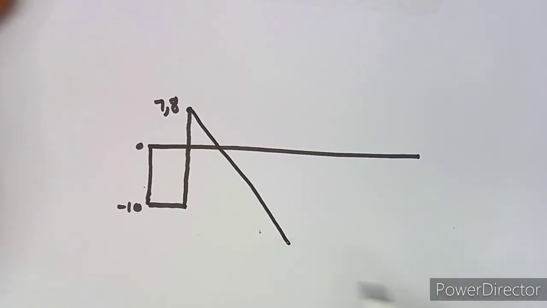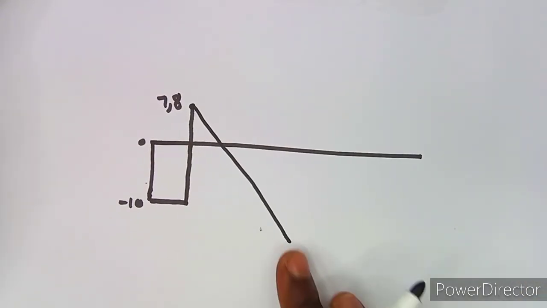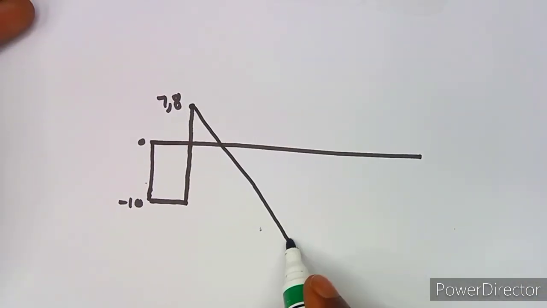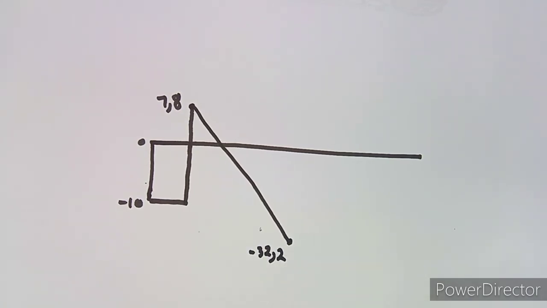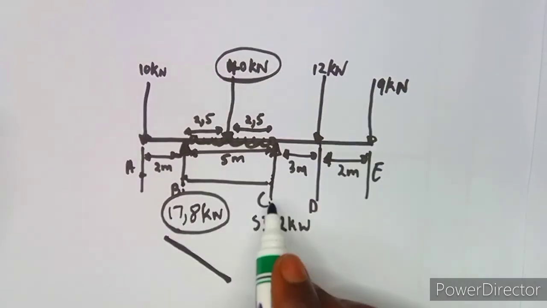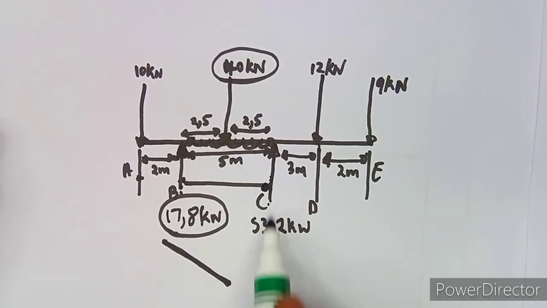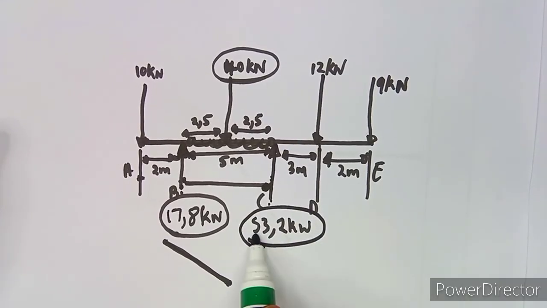Below this line, yes, something like this. As you can see, this point is below this line. So let's say this is our minus 32,2 like this. Okay, that's where we are now at this point C. So at point C, we now moved upwards 53,2.